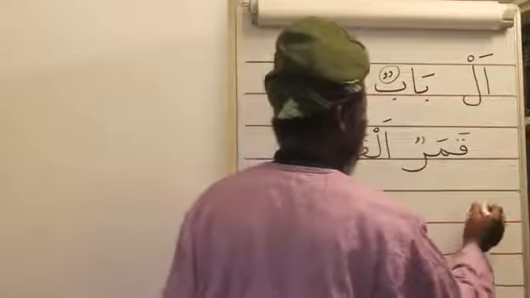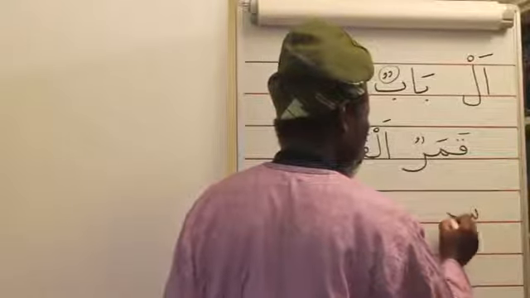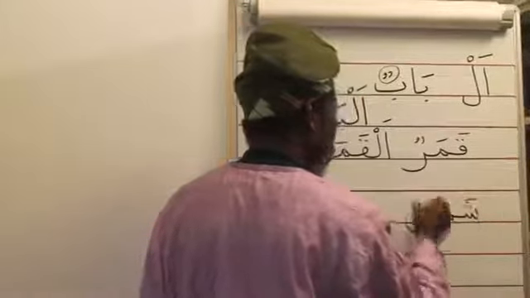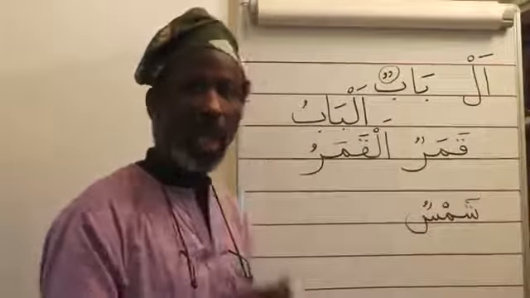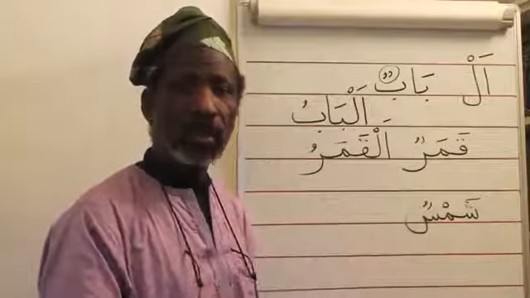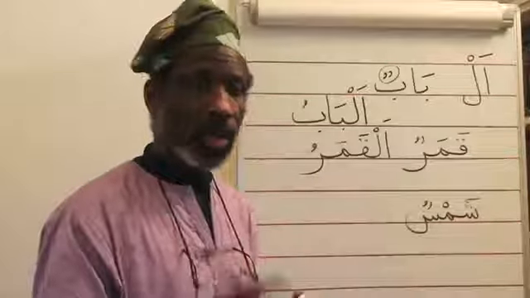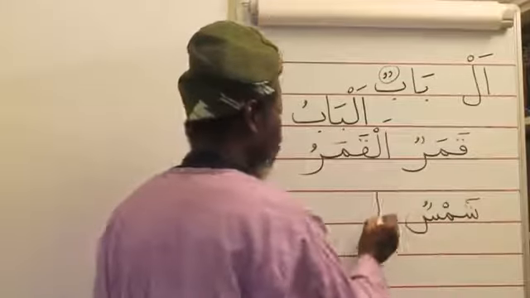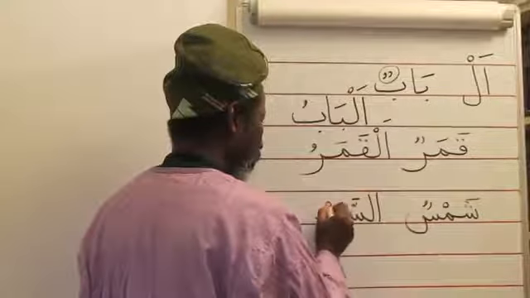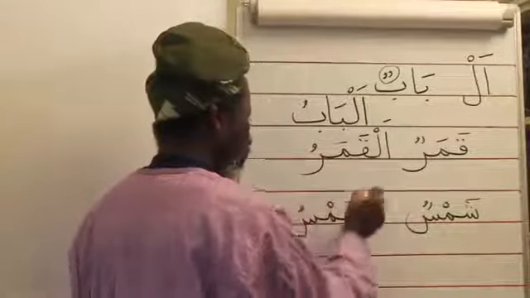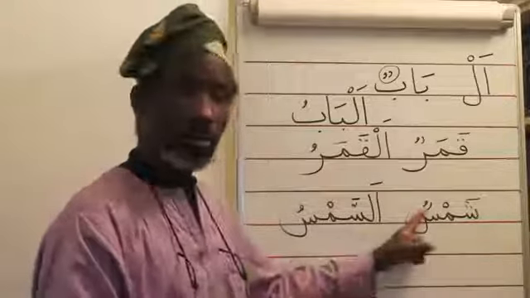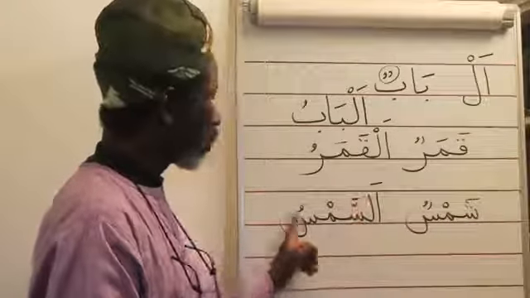What about this? If I say shamsun, shamsun means a sun. A moon, a sun. The sun. You say ash-shamsu. Shamsun, ash-shamsu.